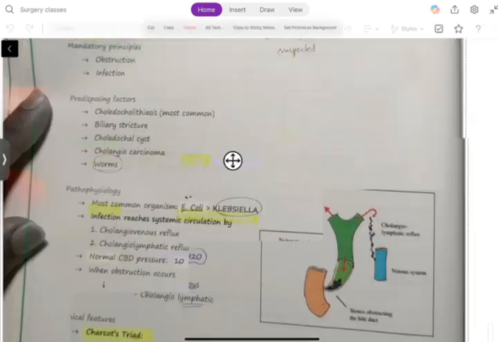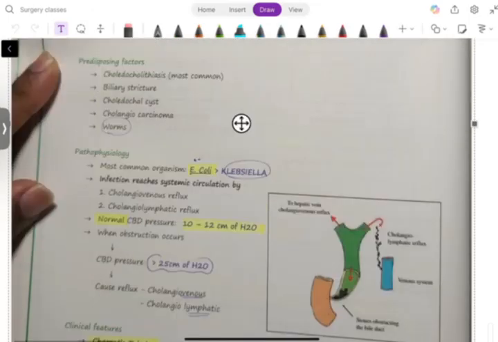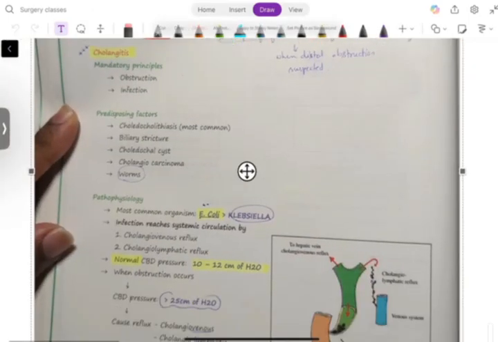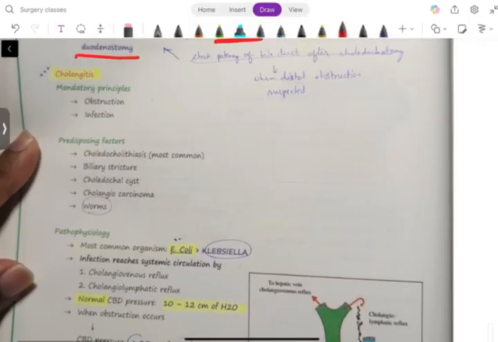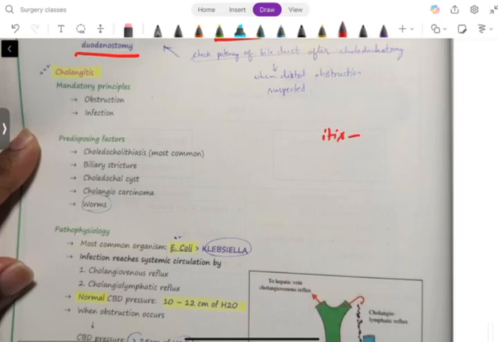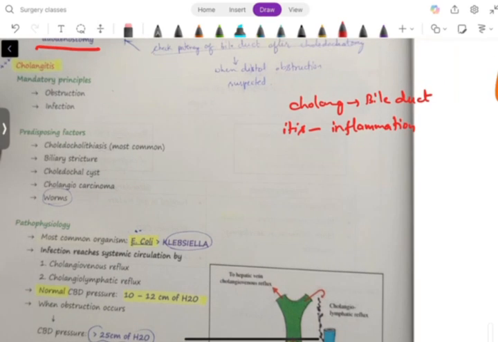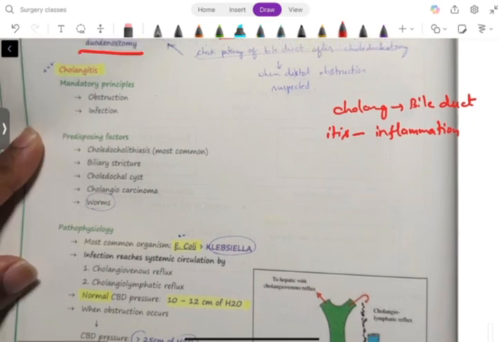So what does cholangitis mean basically? Cholangitis, itis stands for inflammation. Anywhere, itis stands for inflammation. Cholangi refers to bile duct. So inflammation of bile duct anywhere is called cholangitis. If there has to be inflammation of the bile duct, there are two mandatory principles. One, there should be obstruction anywhere in the bile duct, or there should be infection.